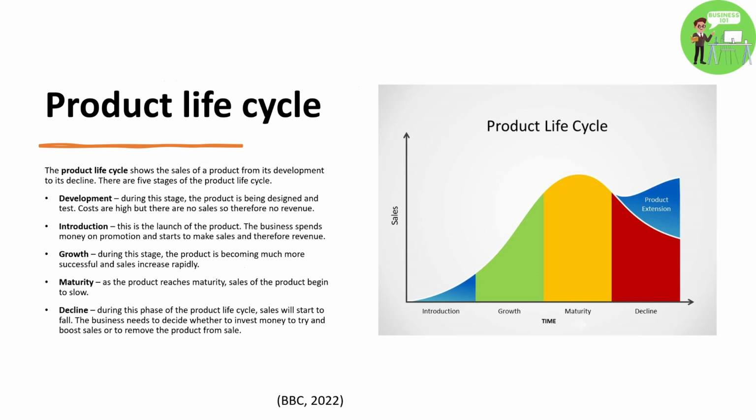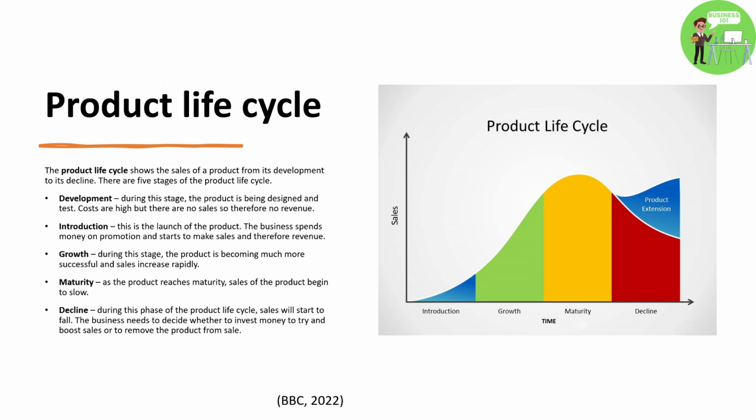Introduction: so this is the launch of the product. The business spends money on promotion and starts to make sales and therefore revenue. Growth: during this stage, the product is becoming much more successful and sales increase rapidly. Maturity: as the product reaches maturity, sales of the product begin to slow down. And decline: so during this phase of the product life cycle, sales will start to fall.